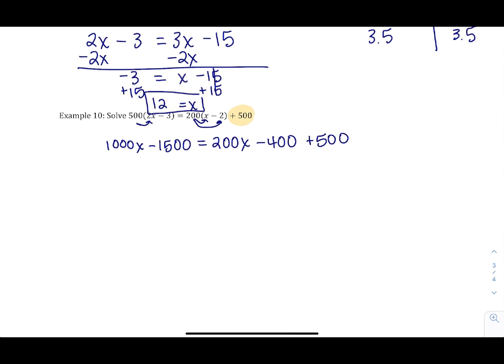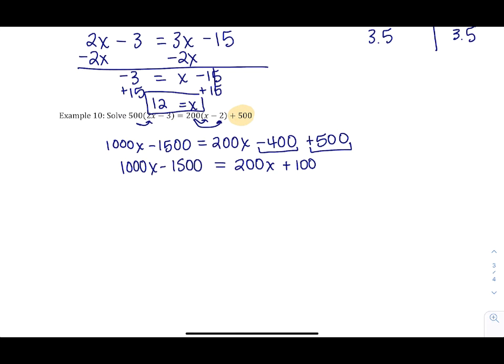Now look for combining like terms. Here, the -400 and the positive 500 are both numbers on the same side of the equation. So I will combine those. But there are no other like terms on the same side of the equation. When they're on the same side like that, I simply take -400 and I add the 500. That gives me 100.